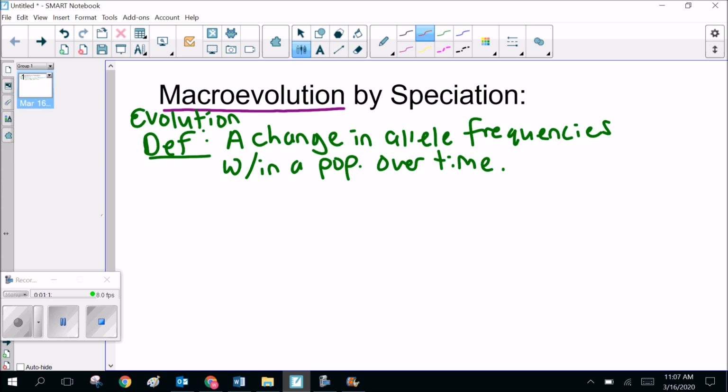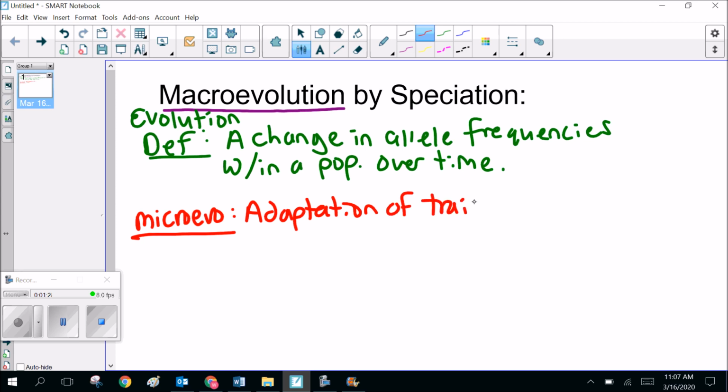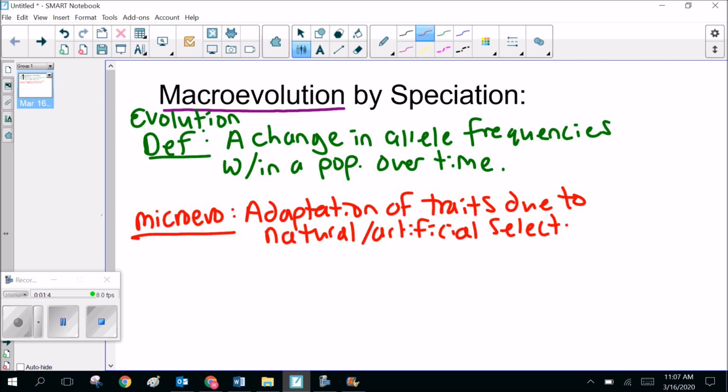Okay, so I'm going to start off with microevolution because that's actually what we've been talking about this whole time. So microevolution refers to adaptation of traits due to natural selection. Natural or artificial selection, because we've seen that natural selection can also be used by humans to change animals, like the domestication of the fox. So microevolution is just adaptation of traits, but it doesn't actually change the species.